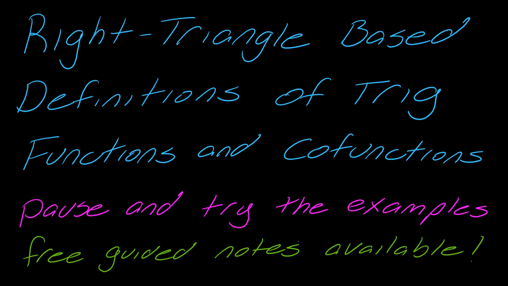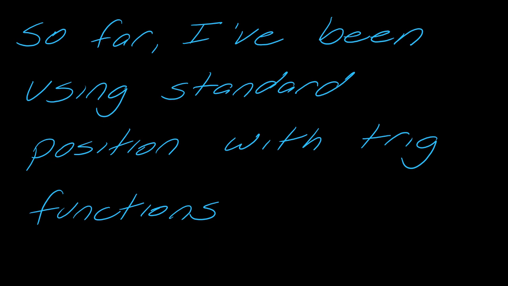Hey. Okay, so we're going to talk about right triangle based definitions of trig functions and cofunctions. So how is this different from what I've been talking about before? In my videos, I have been using standard position with trig functions. So I start out with a graph, and then I get this initial side here, and then I swing out usually in this direction to get a terminal side, and I get this angle theta.